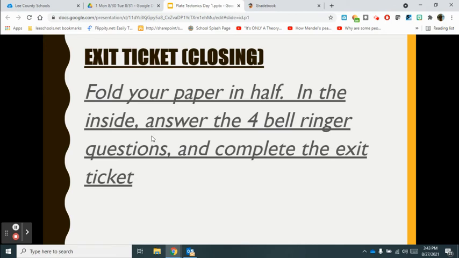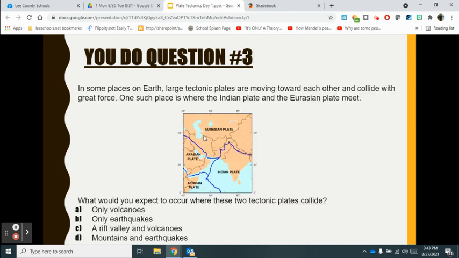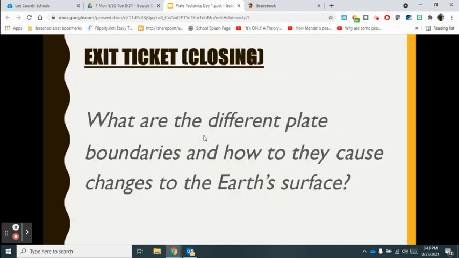You're going to fold your paper in half, and on the inside, you're going to answer the 4 bell ringer questions and complete the exit ticket. So I'm not going to read the bell ringer questions to you. You can go through and read those on your own. You're going to answer these. There's 1, 2, 3, 4. And the exit ticket says, what are the different plate boundaries? And how do they cause changes to the Earth's surface? There's a typo here. It should say how do.